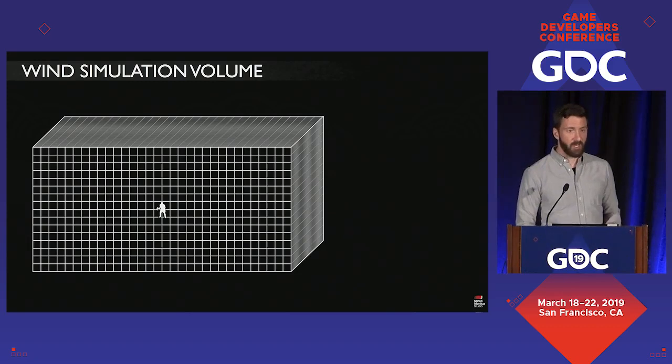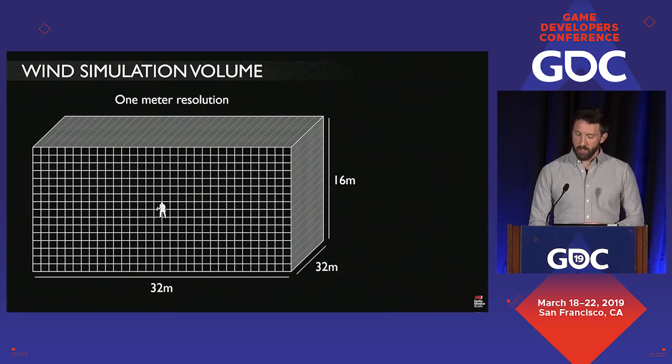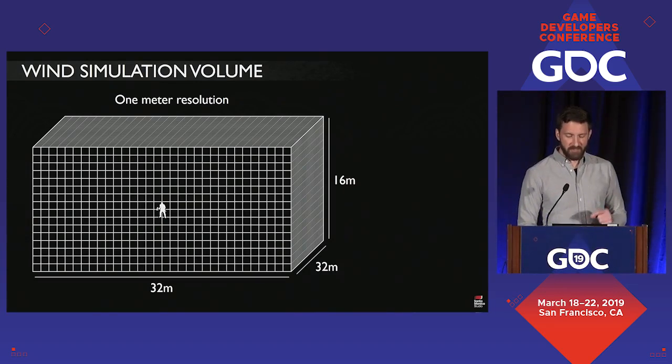Our wind simulation volume covers a pretty large area. Its footprint is 32 by 32 meters, and it's 16 meters tall. You can see Kratos there for scale reference. Our 3D texture is at a 1 meter resolution. We aren't limited to cube voxels, but tests with flattened or tall voxels didn't yield any strong winds for our use cases.